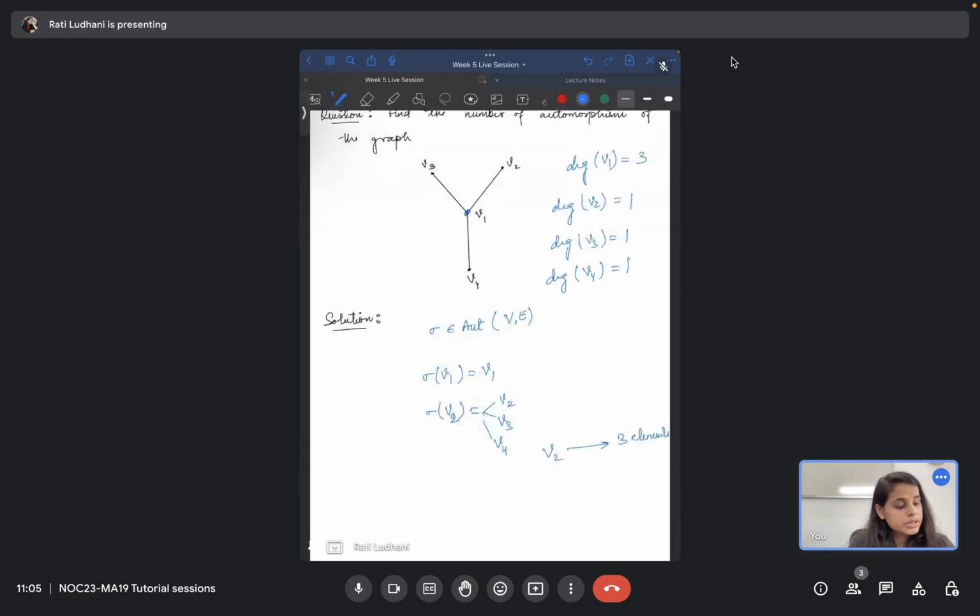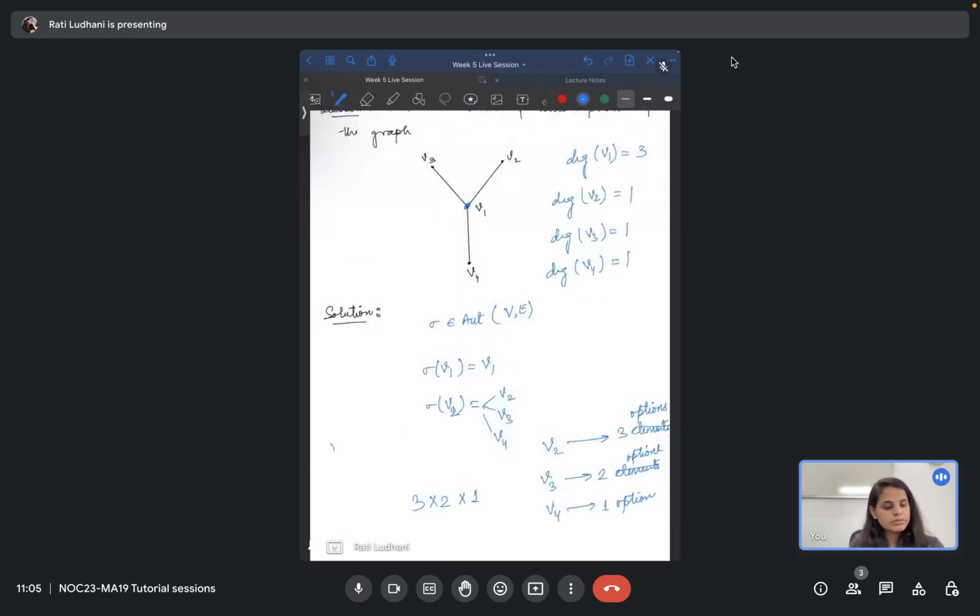So basically v2 can map to 3 elements. There are 3 possibilities. Now if v2 has been mapped to these three elements, then v3 has 2 elements option, right? If for example v2 is mapped to v3, then v3 can only map to v2 or v4, and again v4 has one option. So again you can use permutation thing. So you have 3 options into 2 options into 1 option. You need to find the cardinality. So basically you are counting where v1 has one option, then v2 has 3 options, v3 has 2 options, v4 has 1 option. So basically you have cardinality to be this, 3 into 2, 6 automorphisms are there.